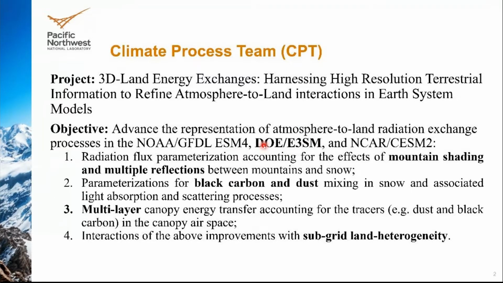Specifically, this project plans to improve the radiation transfer model by accounting for the mountain topographic effects, and improve the black carbon and dust effects on snow. Also, improve the multi-layer canopy transfer model by accounting for the black carbon and dust effects in the canopy. The final point is to integrate the first three improvements with subgrid schemes in ELM.